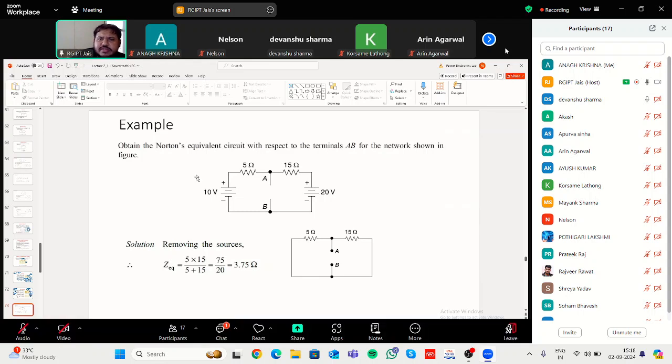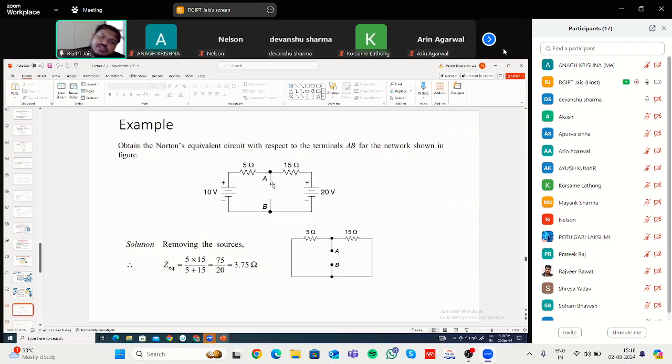So this is, let us say, the given circuit to us. You have to find out the Norton's equivalent circuit with respect to the terminals. So this is terminal A, terminal B. Let us say the load is connected here. Then you have to apply Norton's theorem. Okay. So here the load was connected, let us say. Now the first step you have to do is remove the load. So that's what has been done here. They have removed the load.